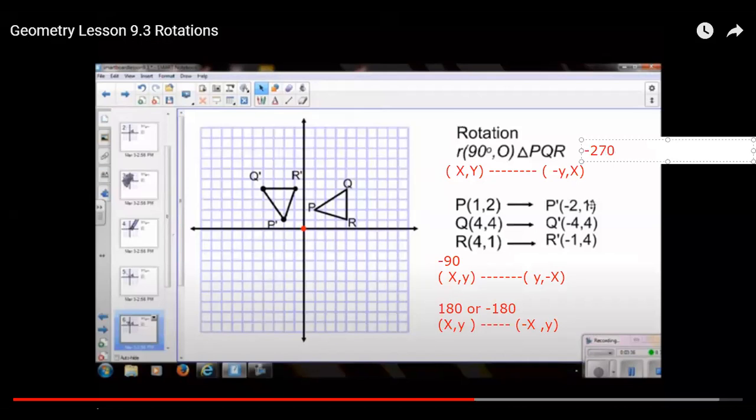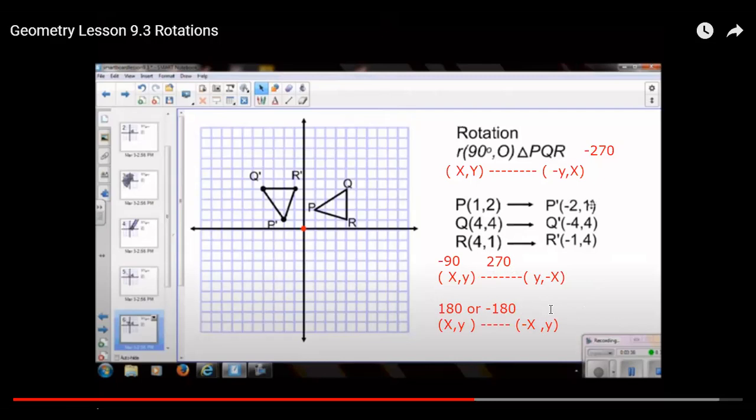Switch and change the sign for the first. Negative 90 will be exactly like positive 270. Switch and change the sign for the second. 180 and negative 180 will be the same. Keep them the same, but we will change the sign for both. 360 will be the same. Nothing will change. Understood? Then we have the main angles which we have to work with.